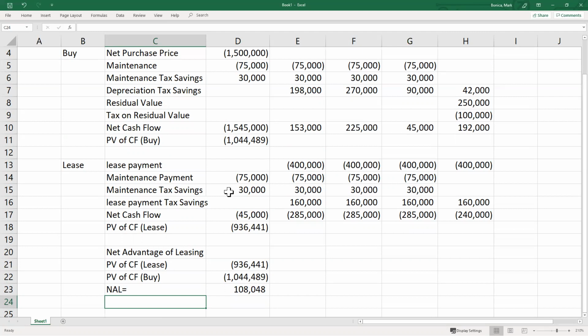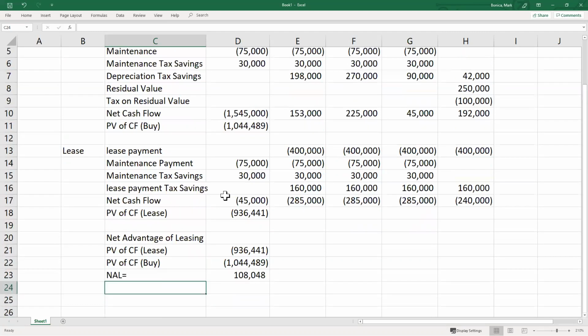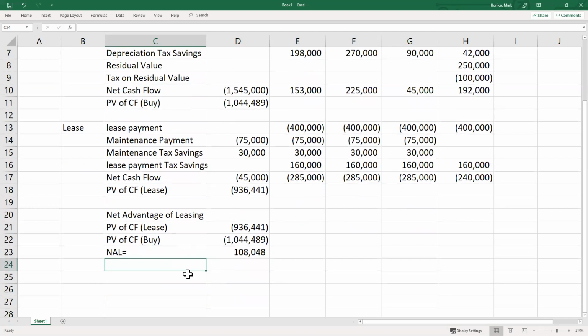The other way that we could do this is as an incremental cash flow, and that requires consolidating the two cash flows together. Kind of the way we did the NAL, I'm going to subtract the buy option from the lease option. So I'm going to do equals, and I'm going to bring down my lease cash flow. In fact, let me name it net cash flow lease so I can distinguish it from net cash flow buy.